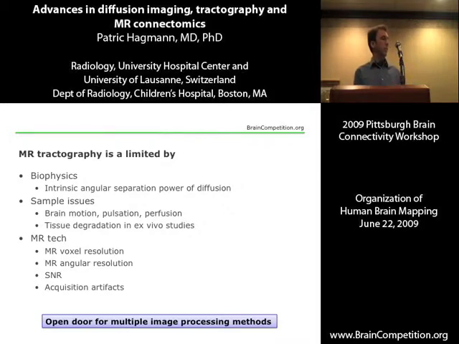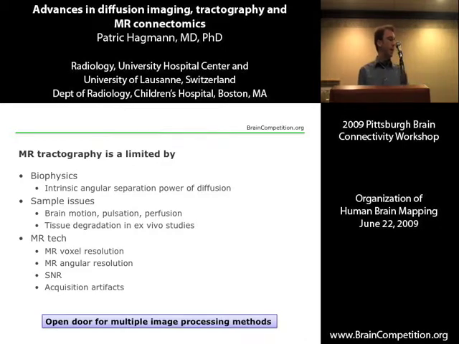There are important sample issues that are difficult to control for. For example, when you're doing in vivo imaging, brain motion, brain pulsation, and perfusion artifacts are very present. And if you do ex vivo studies, tissue degradation is going to be a very important component in these limitations. Furthermore, whatever your MR technology is, you're always going to be limited by voxel resolution, angular resolution, SNR, and acquisition artifacts.